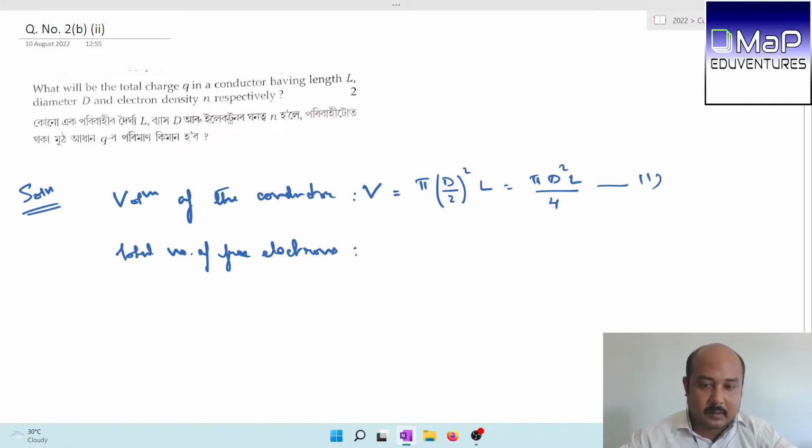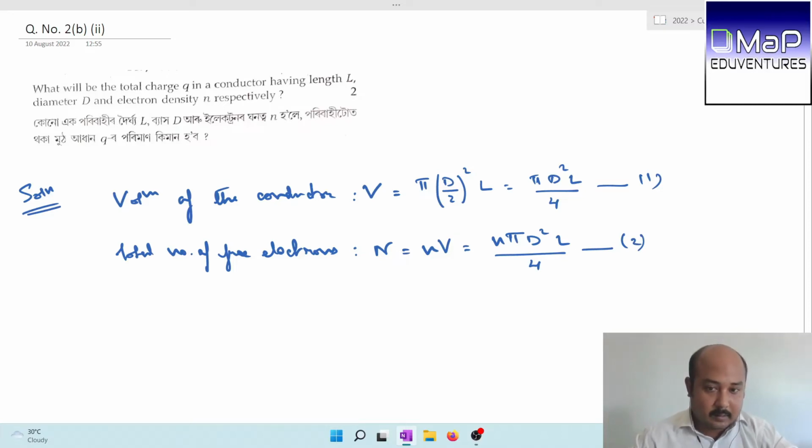Total number of free electrons is, suppose capital N, this is the number density of electrons, free electrons, multiplied by the volume. So using my equation number 1, N pi D square L by 4 will be the total number of free electrons. Okay, this is equation number 2.